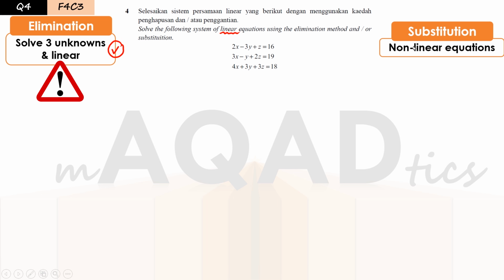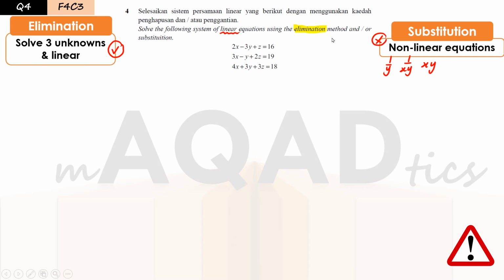Non-linear equations are equations that have, let's say for the previous question, 1 over y, 1 over xy, or xy, and so on. You see these things are non-linear. In this system of linear equations, there is no non-linear stuff, so we are not going to use the substitution method. We are going to use the elimination method to solve this question, and it will be the fastest way to do so.